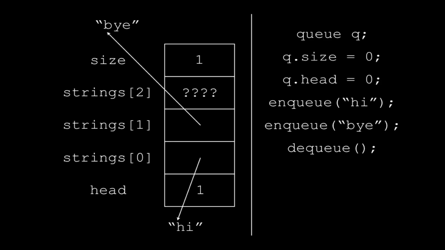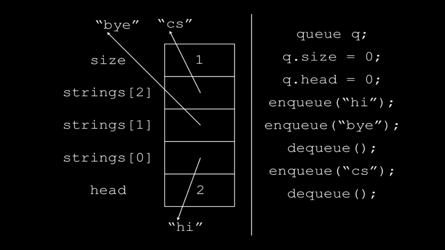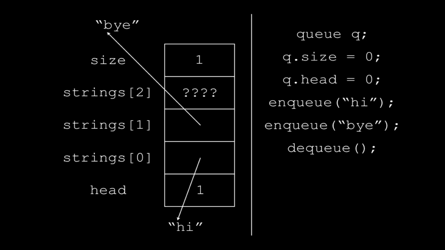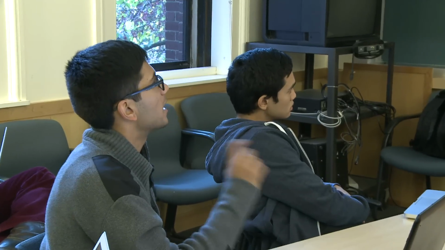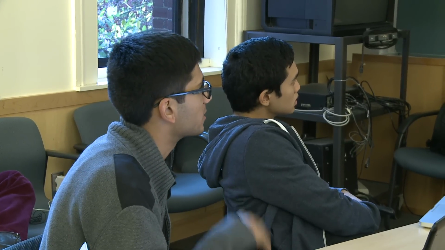So we DQ, and now if we NQ again, where do we NQ? Where does the next element go in our queue? Say we want to NQ the string CS. Into which index will it go? Strings 2. Why 2 and not 0? Because now the head is 1, so that's like the start of the list.